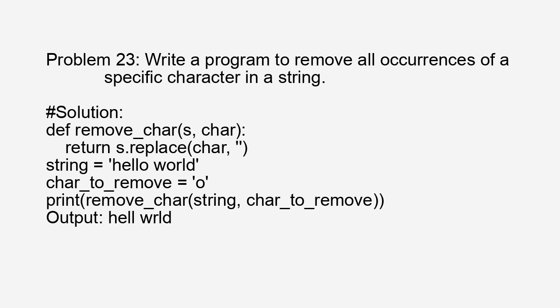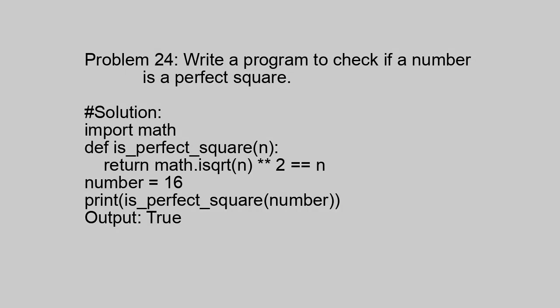Problem 23. Write a program to remove all occurrences of a specific character in a string. Solution: def remove_char(s, char): return s.replace(char, ''). string = "hello world". char_to_remove = 'o'. print(remove_char(string, char_to_remove)). Output: hell wrld.